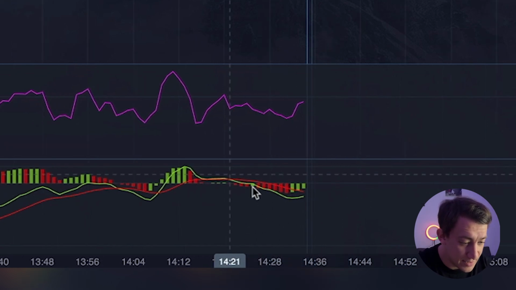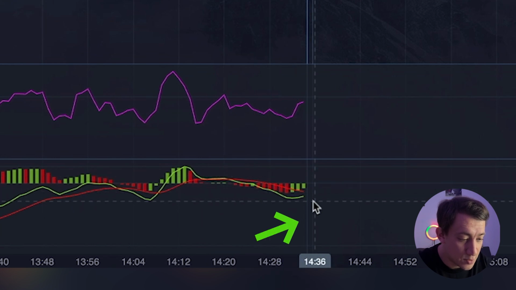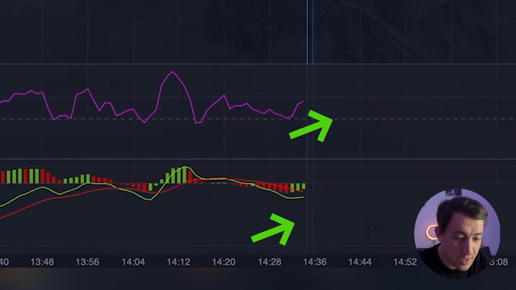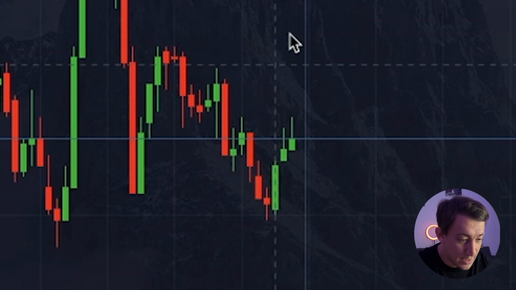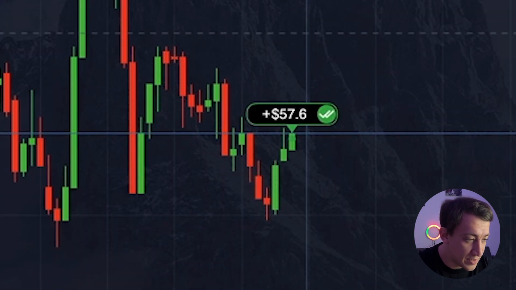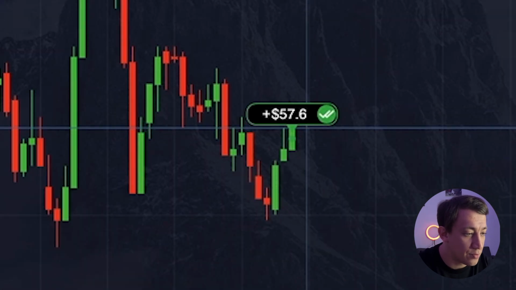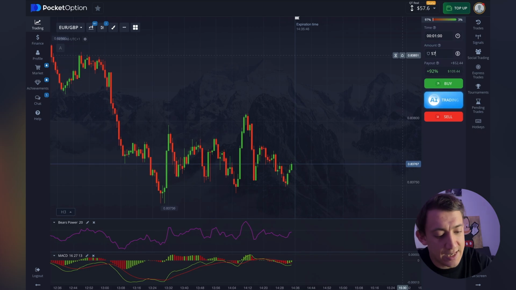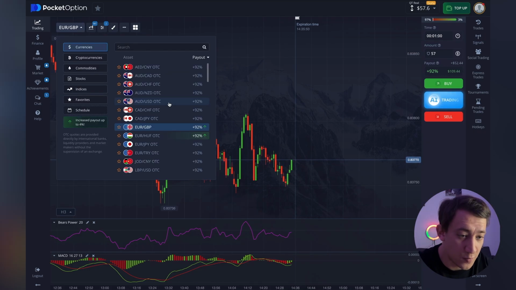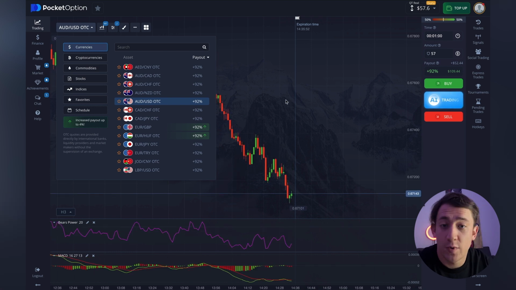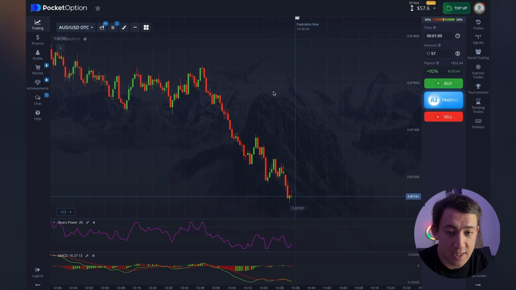So, in this case you can see that these two lines are directed to the upper zone and the Bears Power line is also directed to the upper zone. And so we get the profit, guys. It's exactly very cool. $57 on my account, and we're just moving on, and we want more and more. And so it's exactly true.